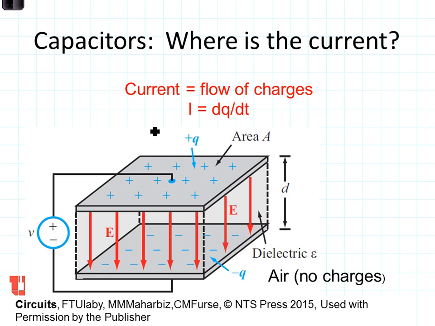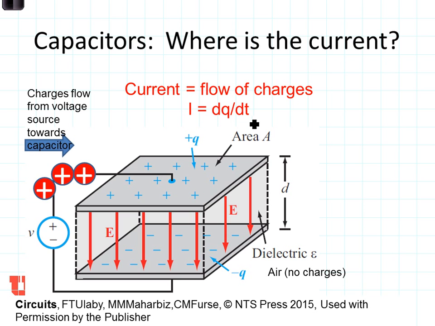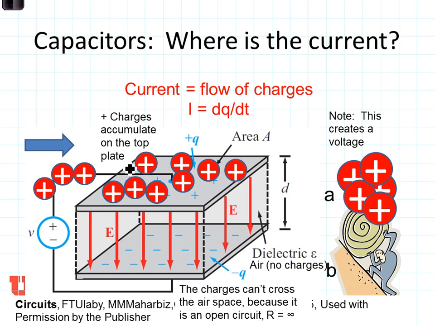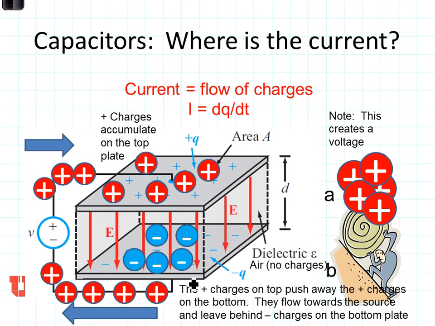Capacitors affect the flow of charges. The current is the change of charge, dq/dt, so it's how much charge changes over a period of time. The way this works is charges flow from the positive voltage source onto the top of the capacitor. They are stored there, they get hung up there, and then they force positive charges away from the bottom plate, leaving the bottom plate negatively charged and the top plate positively charged. That creates a voltage difference, so that allows us to be able to do work.